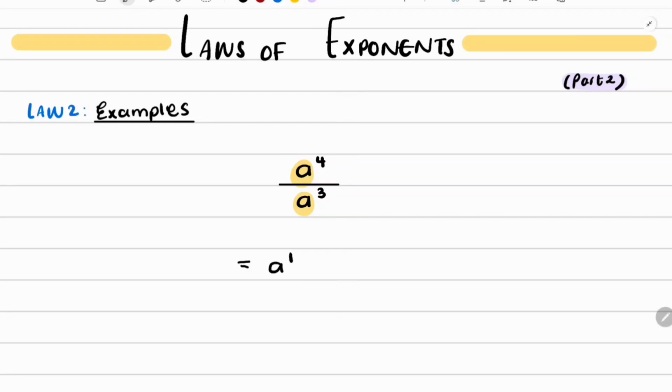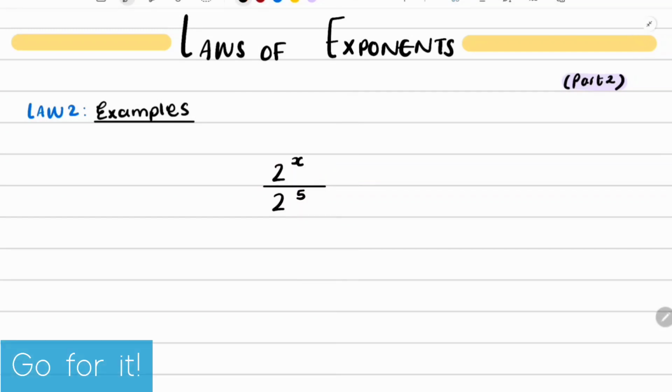But the thing is that when you have an exponent of 1, you don't have to actually write that exponent. You could just leave it like this, because we know that the a has a natural exponent of 1. So whenever you have an exponent of 1, you don't have to actually write that down. You can just leave the answer like that. So our answer is just a.